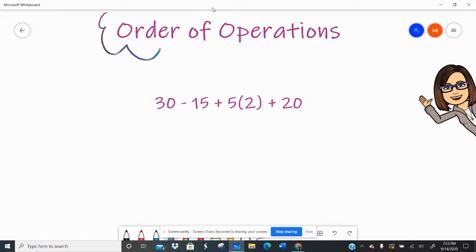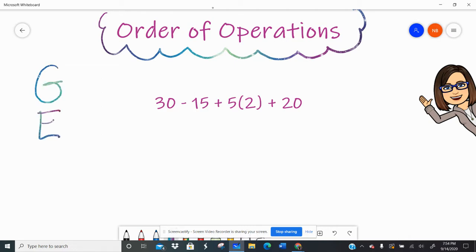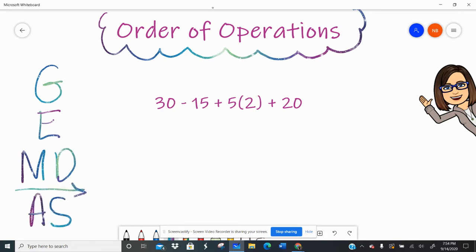Guys, I'm going to make a quick video here about order of operations. I know you just watched the other one, but this is just a reminder that in 6th grade we use GEMDAS: grouping symbols, exponents, multiply and divide, add and subtract. And we do that multiply and divide and that add and subtract from left to right.